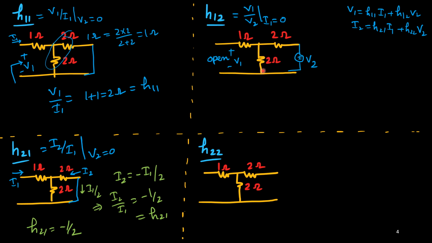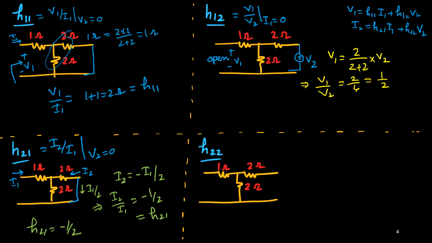So it is a potential divider circuit. These 2 and 2 are connected in series, and across the 2 ohm is your V1. So what is your V1? V1 is, by the potential divider, 2 upon 2 plus 2 times V2. So what is V1 by V2? It is 2 by 4, that is equal to half.